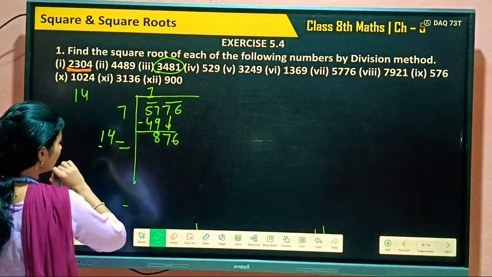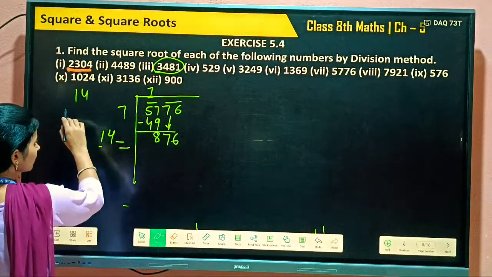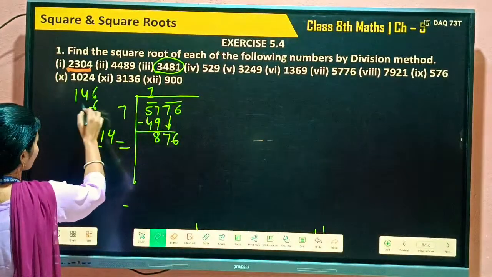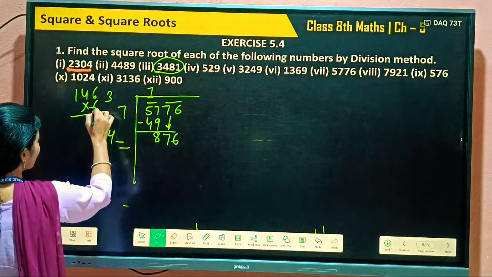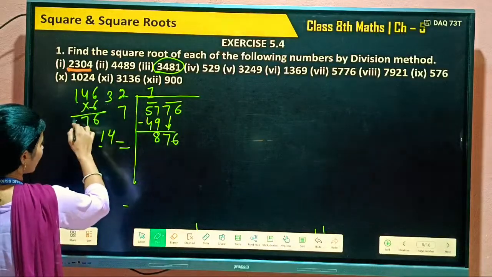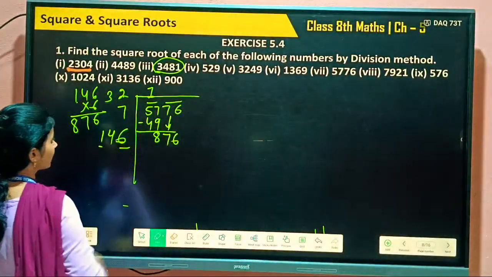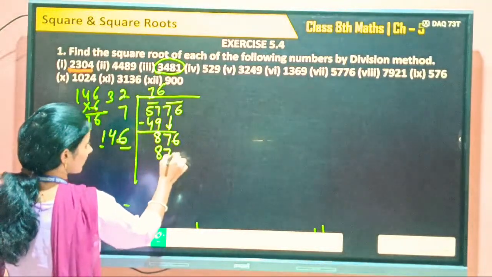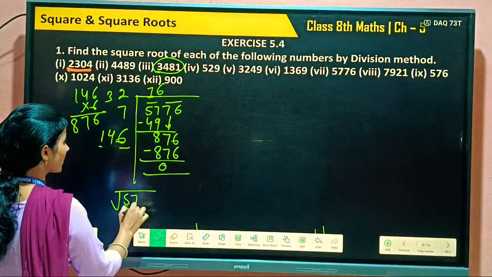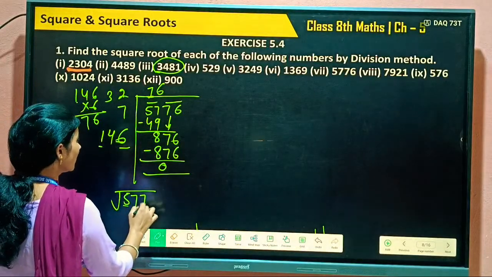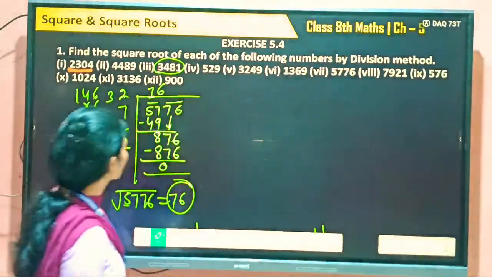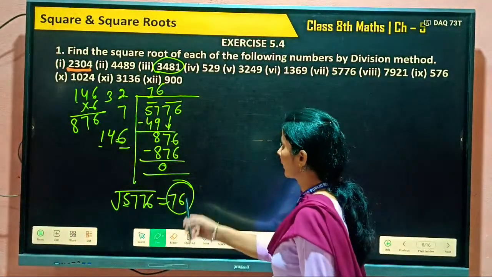Let us see what it could be. Multiply 14 with 6. 6 6s are 36. Let us try with 6. 6 6s are 36, 6 4s are 24, then 2 and 8. So that digit is 6 right there. It is 876. So what will be the square root of 5776? Square root of this 5776 is 76.